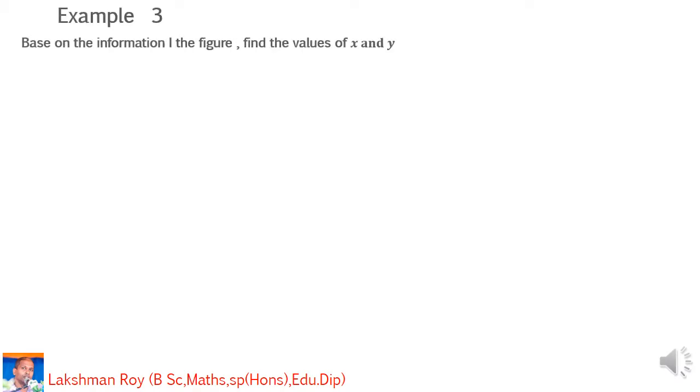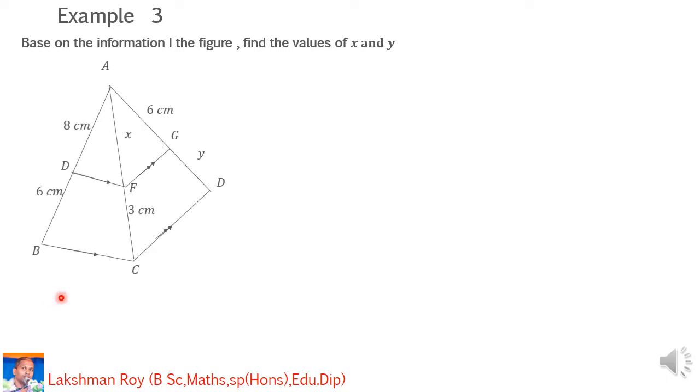Now move to another example. This is my third example, student. In this example, I discuss with you how to find two values, x and y. So this is my figure. You can see, student, here ABC is one triangle, ACD is another triangle. Then we have to find x and also y.